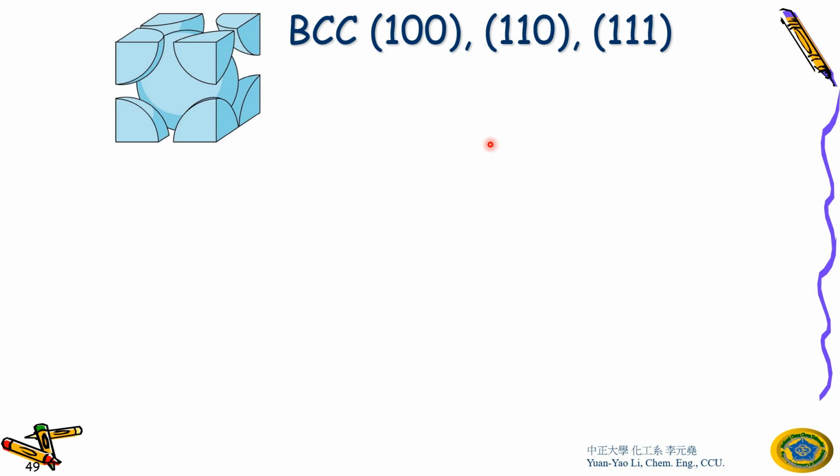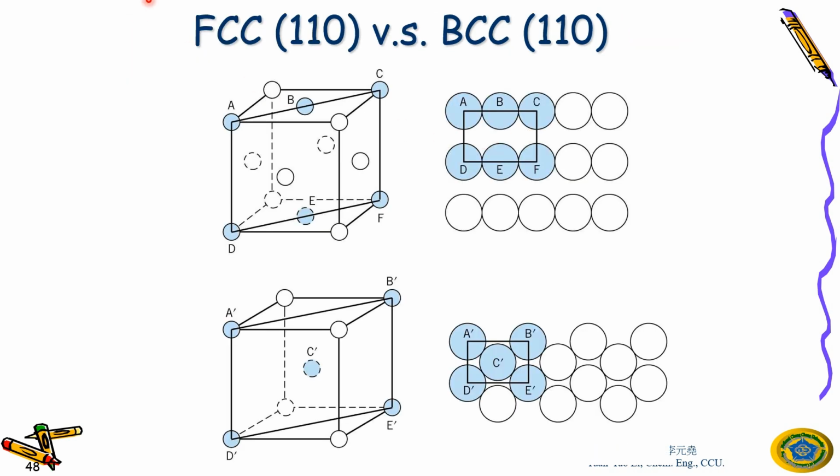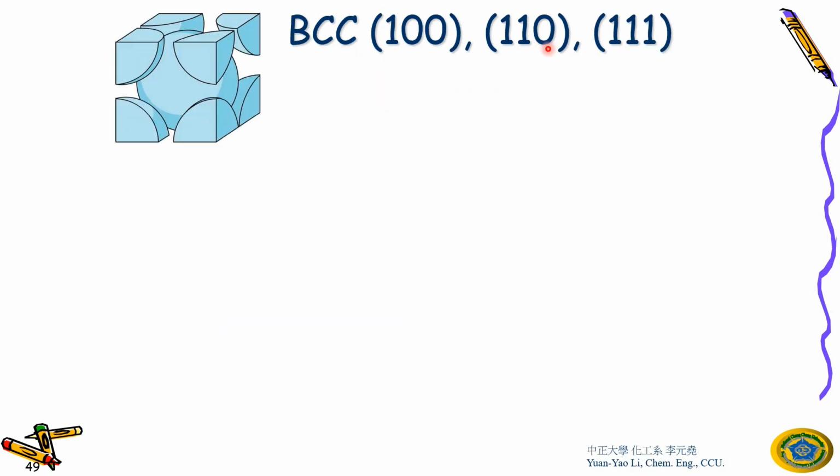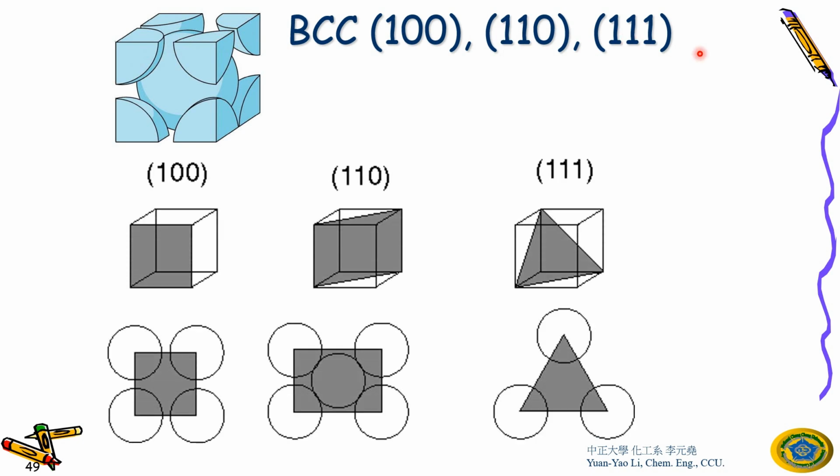Right, so compared to FCC 110, BCC 110, let's take a look at the different planes in the same crystal structure, like BCC. So BCC 100, BCC 110, and BCC 111. Right, so as you understand, if you take a look 2-dimensionally, it looks like this.